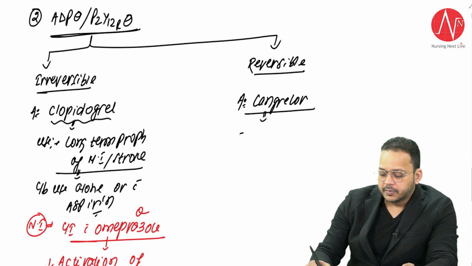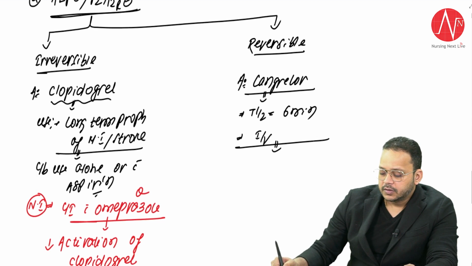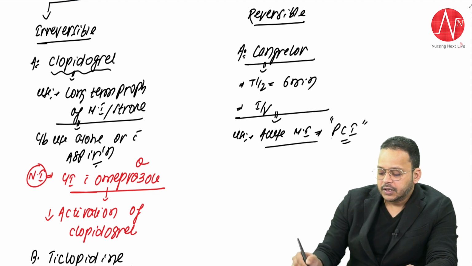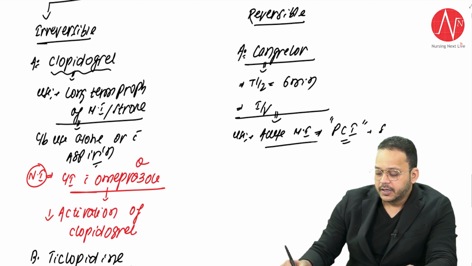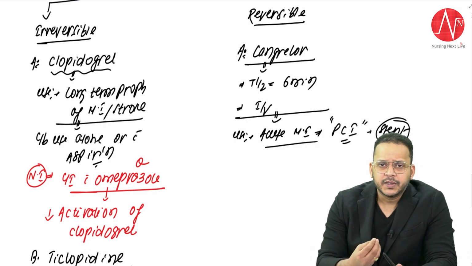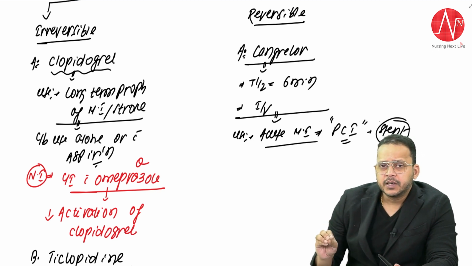And cangrelor, remember, it has a very short half-life, 6 minutes, plus it is given by intravenous route. So cangrelor is used in an acute attack of MI for PCI, percutaneous intervention. That is, I do PCI to place what? Stent. So all of you must have heard about the patient was admitted, he was placed a stent, and that procedure of placing stent is called PCI, percutaneous intervention.